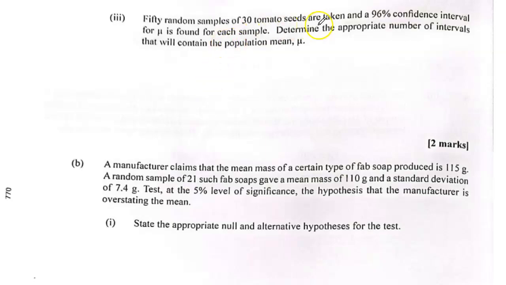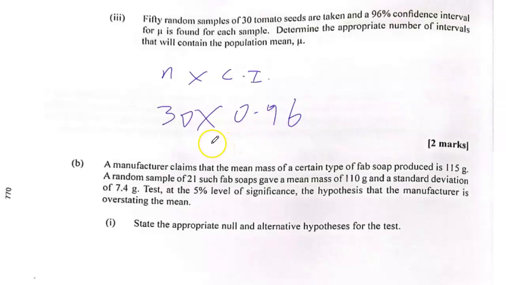50 random samples of 30 tomato seeds are taken, and a 96% confidence interval for mu is found for each sample. Determine the appropriate number of intervals that will contain the population mean mu. So the number of intervals is simply n times the confidence level, which is 96%. So in this case, n is 50 times 0.96. So we end up with 48. That's approximately 29 intervals.